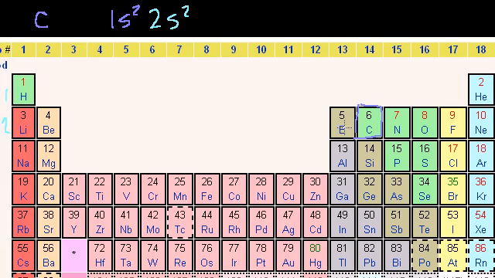2s2. And then it starts filling up the p orbitals. So then it starts filling 1p and then 2p, and we're still in the second shell. So 2s2, 2p2. So the question is, what would this look like if we just wanted to visualize this orbital right here, the p orbitals? So we have 2 electrons.